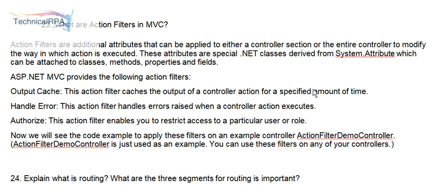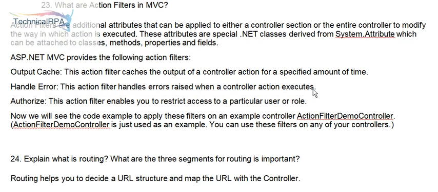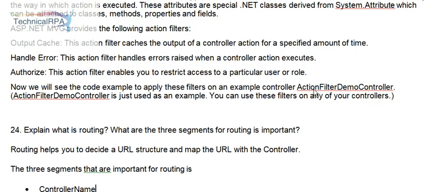Output cache. This action filter caches the output of a controller action for a specified amount of time. Handle error. This action filter handles errors raised when a controller action executes. Authorize. This action filter enables you to restrict access to a particular user or role. Now we will see the code example to apply these filters on an example controller. Action filter demo controller is just used as an example. You can use these filters on any of your controllers.